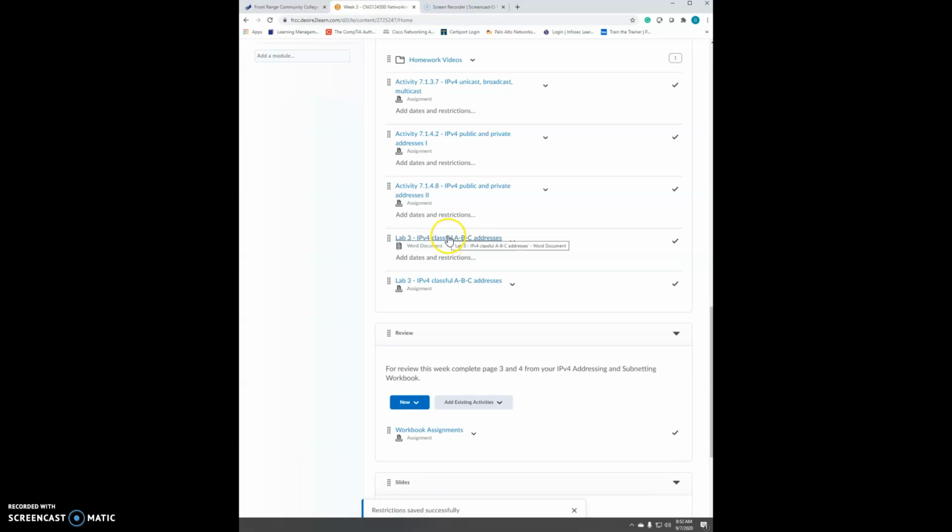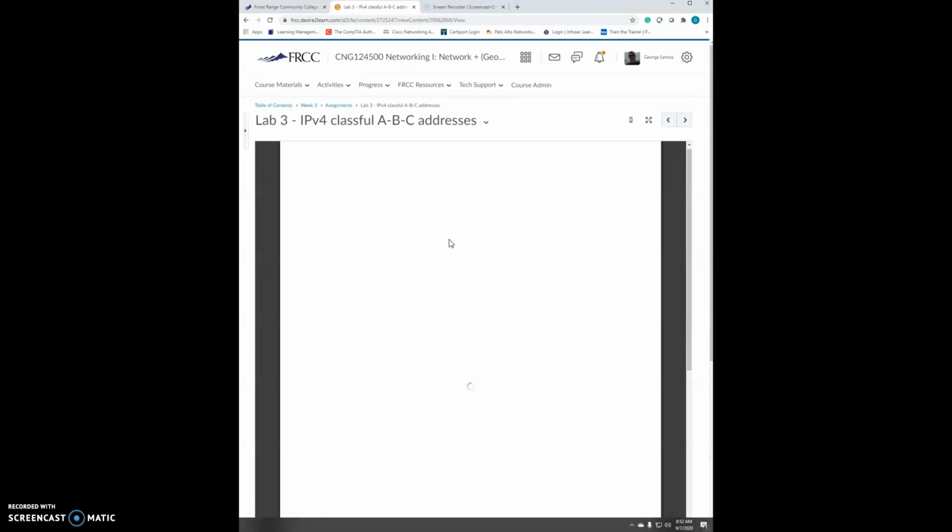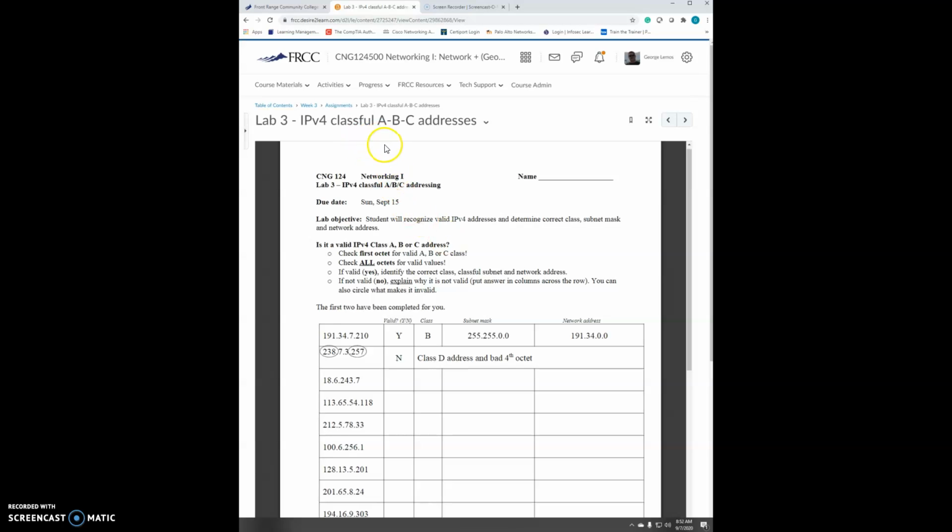So with lab 3, we're going to be looking at classful A, B, and C addresses. When you are doing this lab, make sure that we're just going to deal with A, B, and C. So if you see anything outside of that norm, definitely mark that as no and why.